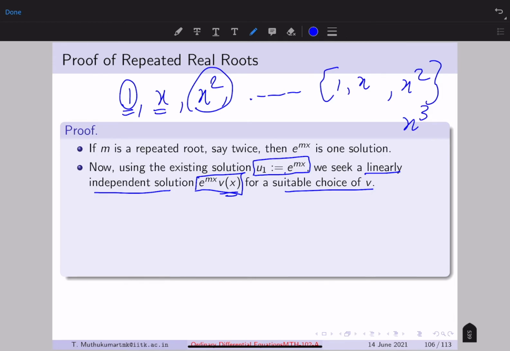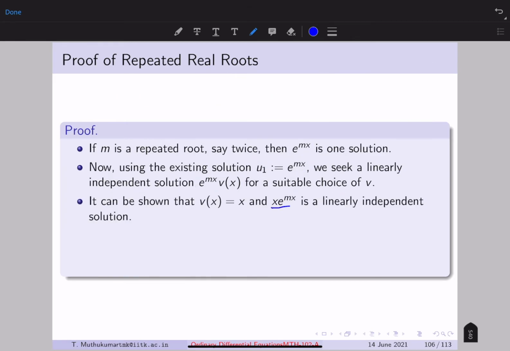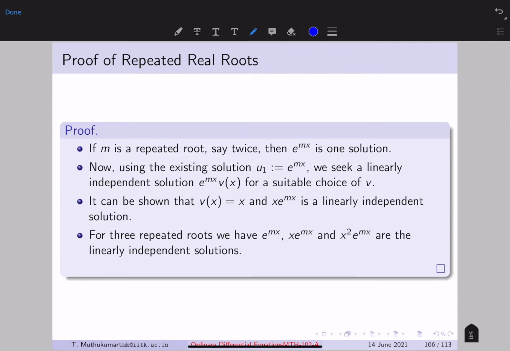So in this case you are given e power mx as the first choice. Now you choose a linearly independent solution, so you choose x e power mx. This you can verify immediately using your Wronskian that they are linearly independent. Since we have assumed twice, we can just stop at 2. If you had L, you go up to x power L minus 1. So if you have L repeated roots, you go up to x power L minus 1 to choose L linearly independent solutions. That's the idea for repeated roots.